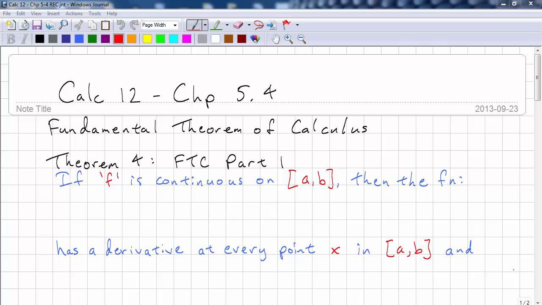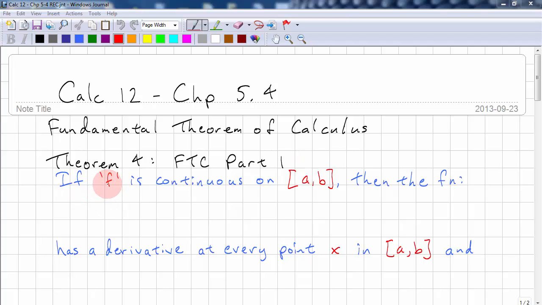This is Calculus 12, Chapter 5.4. We're going to learn about the fundamental theorem of calculus, and this is the heart of learning how to do integrals. So, Theorem 4, Part 1. Part 1 is not used quite as much as Part 2, but it's necessary to prove Part 2.